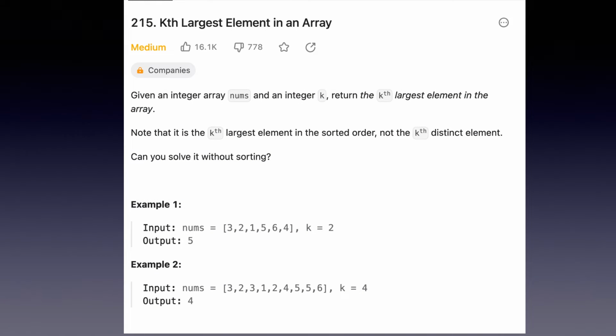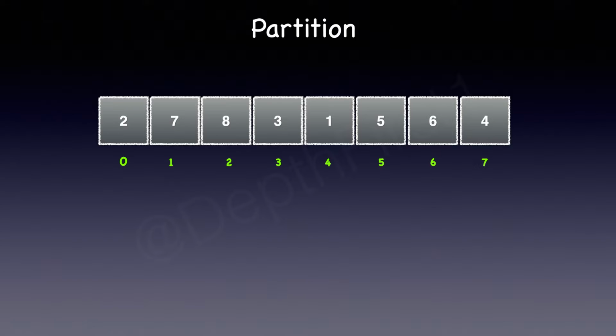I'll read out the question. Given an integer array nums and an integer k, return the kth largest element in the array. Note that it's the kth largest element in the sorted order and not the kth distinct element. You must also solve it in O(n) time complexity. So we'll be using the classic partition algorithm to solve it in O(n).